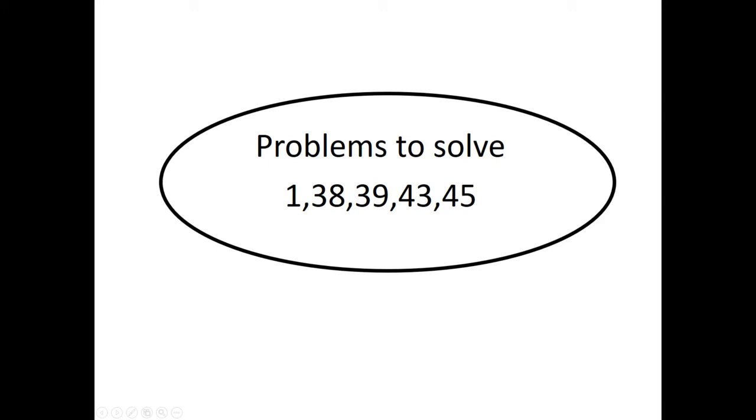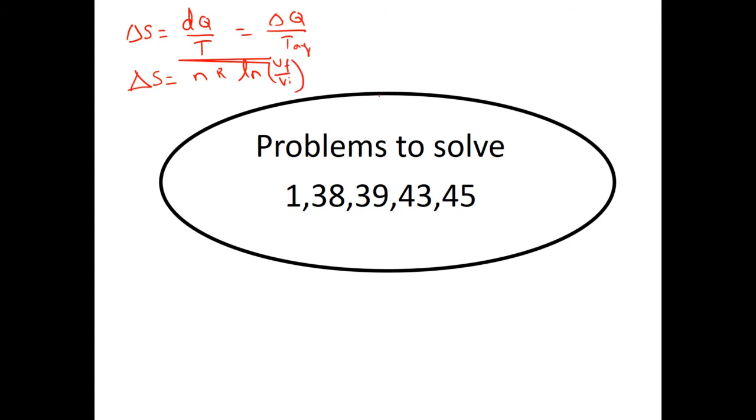Before that, could you please recall the formula, my dear? What is the formula for change in entropy? The formula for change in entropy is dQ over T, or delta Q over T average. Am I right? Yes. And another formula for change in entropy, n R natural log of V final over V initial. Am I right?